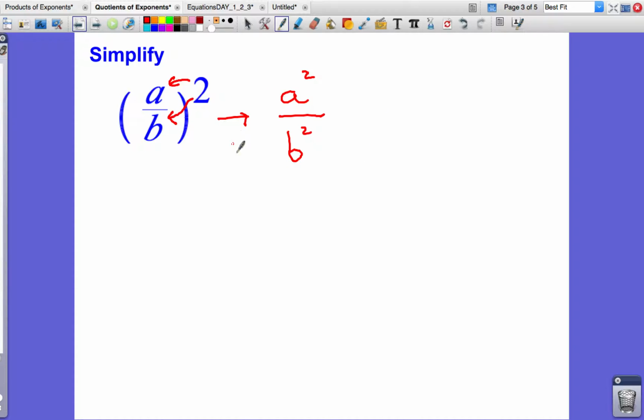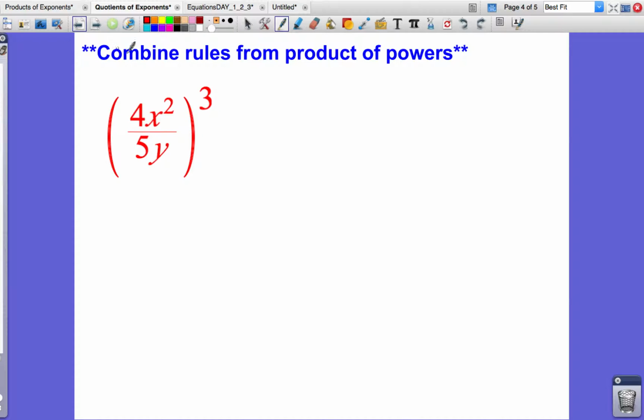Now I want to see if I can simplify this. They have different bases. I have an a and I have a b. Those are two different values. Because they have different bases, I cannot simply subtract the exponents. This is my final answer because they don't have the same base. So if you have parentheses raised to a power, you need to distribute that power to all the pieces inside the parentheses. Let's look at some more. This one looks a lot more complicated.